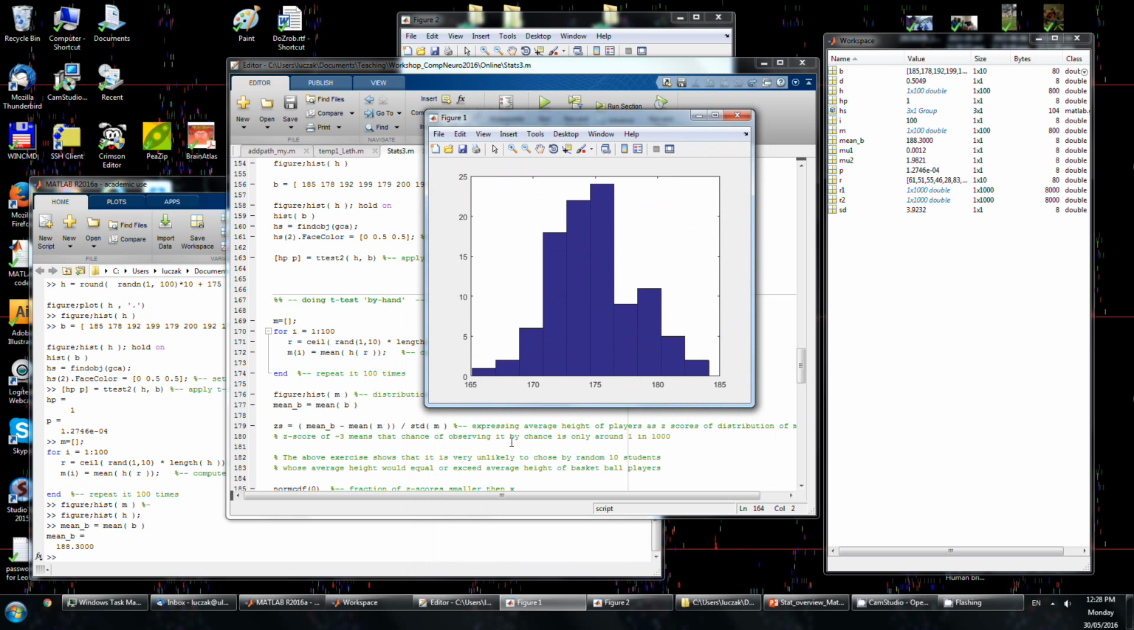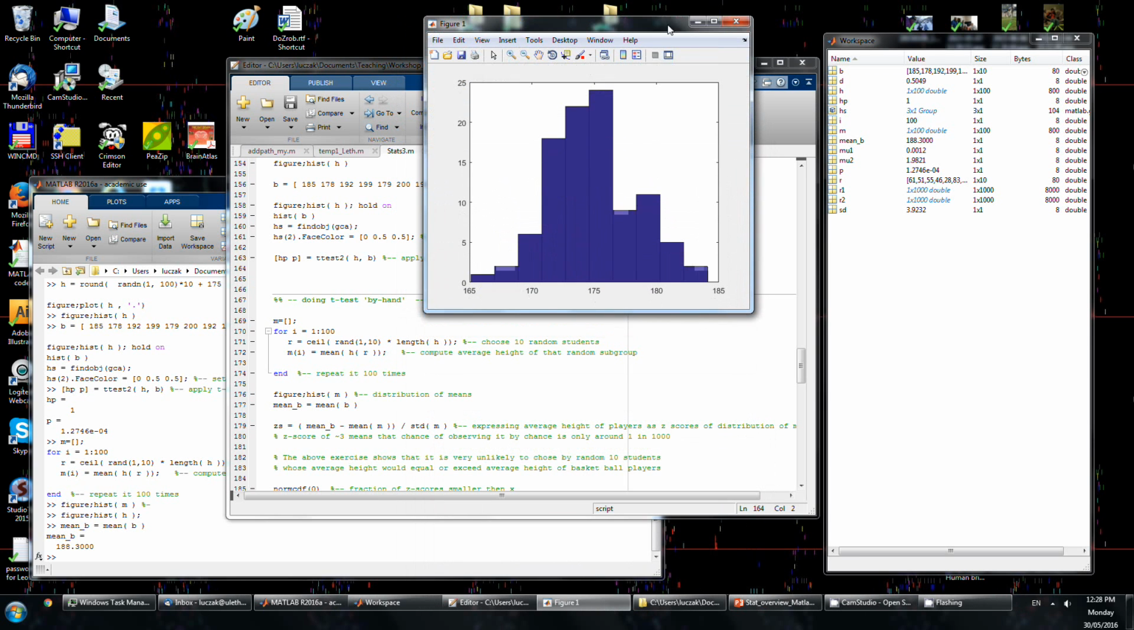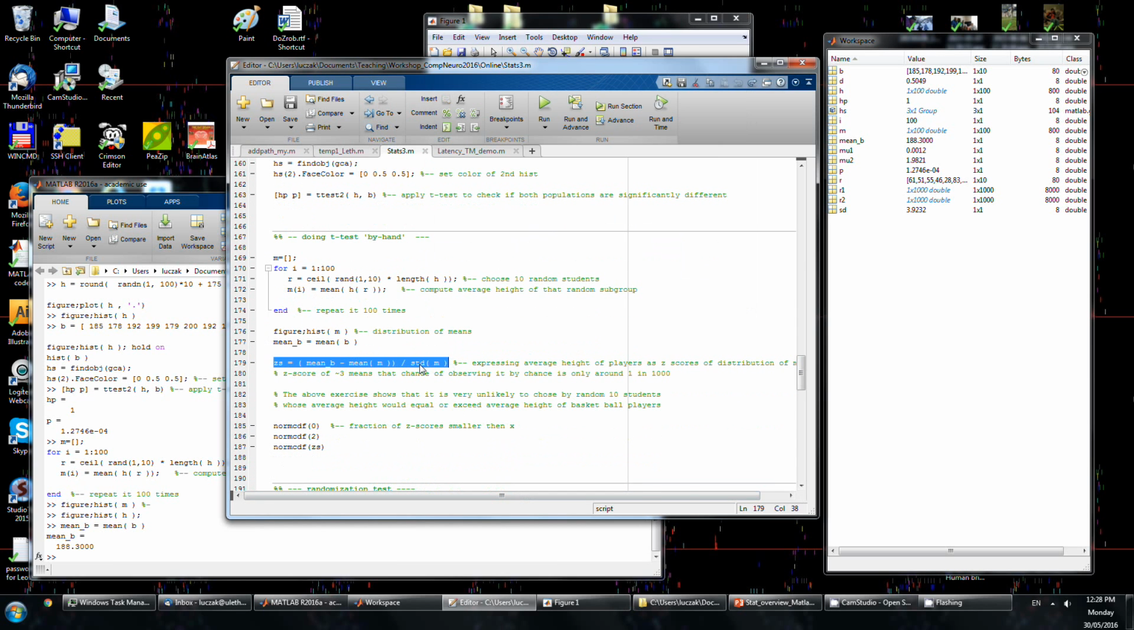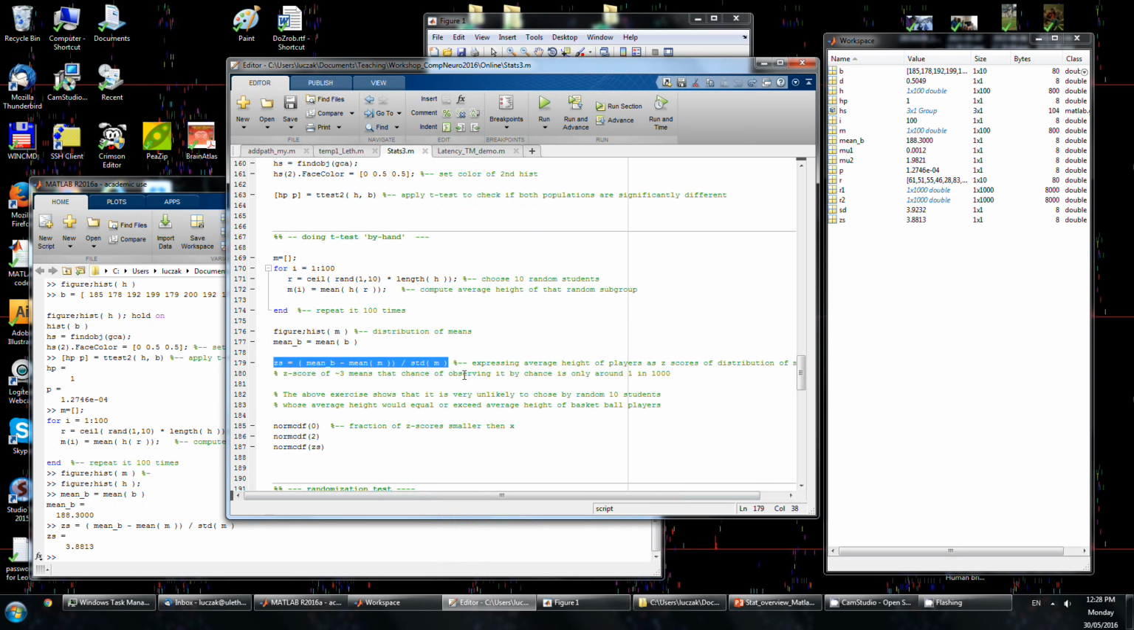And how to quantify it? Well, we can convert it to z-scores. So if we look at the difference between those two values divided by the standard deviation of the original distribution, it means that the average height of basketball players is at a z-score of 3.8. So it is more than 3.8 standard deviations above the mean, so very few values are above this point.